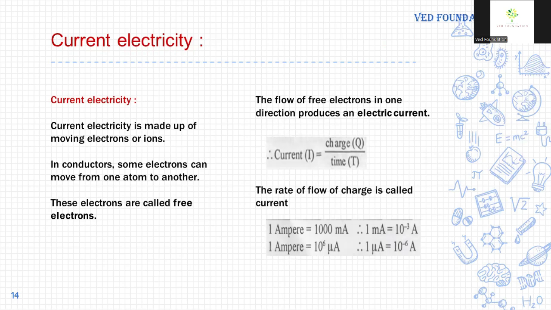Current electricity. Current electricity is made up of moving electrons or ions. In conductors, some electrons are free to move, and these electrons are called free electrons. The flow of free electrons in one direction produces electric current. Electric current is the rate of flow of charge. Current is denoted by the symbol I. Charge is represented by the symbol Q and time T. So we get the relation I is equal to Q upon T. Current is equal to charge upon time.